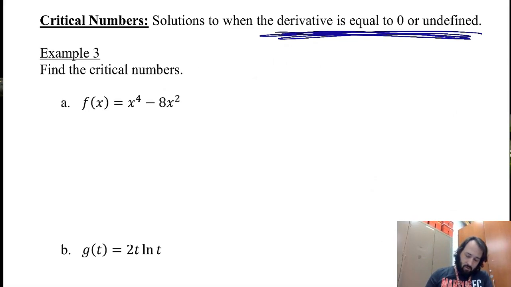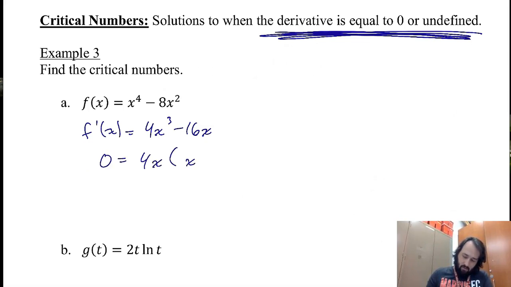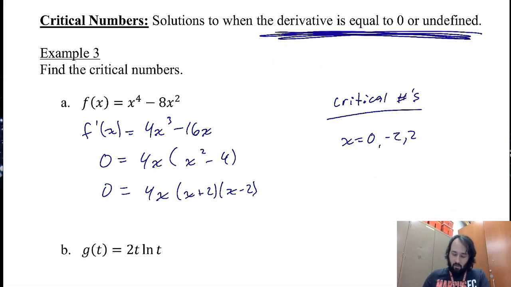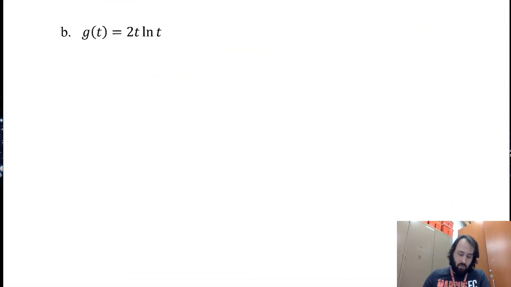Okay, so finding the critical numbers, all I need to do is find the derivative. So 4x cubed minus 16x. Then I will factor out and set it equal to 0. A 4x, then I have x squared minus 4. So I have 4x times x plus 2 and x minus 2. So my critical values, or critical numbers, are when x equals 0, negative 2, and 2. That's it. Those are values that we're going to need to do stuff with.